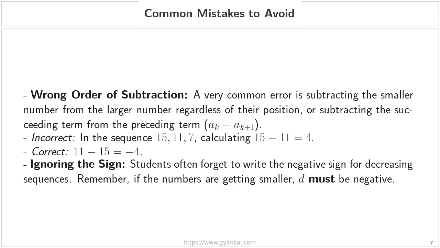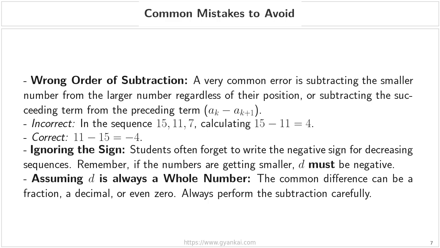Second, be very careful about ignoring the sign. It is easy to get caught up in the numbers and forget to write down the negative sign for decreasing sequences. I want you to remember this rule. If the numbers in your sequence are getting smaller, your common difference must be negative. If you forget that sign, your entire calculation for the rest of the problem will be wrong.